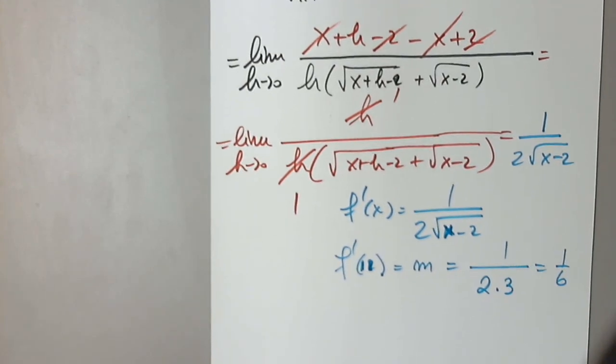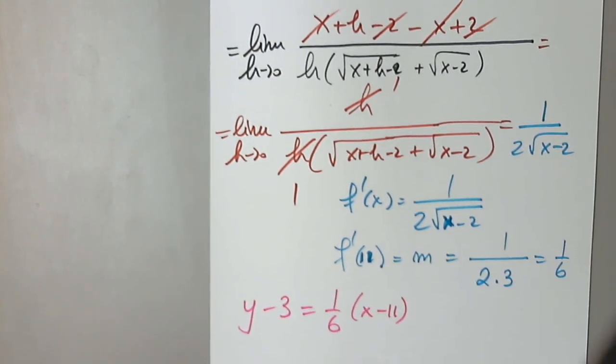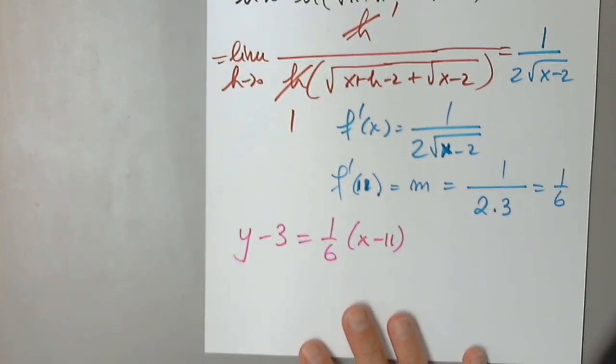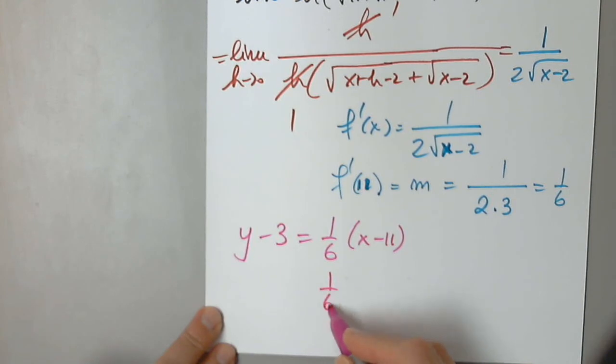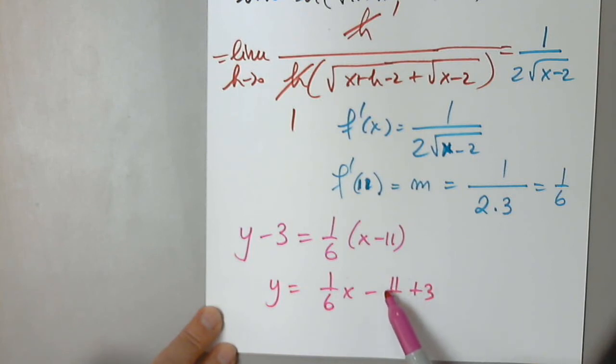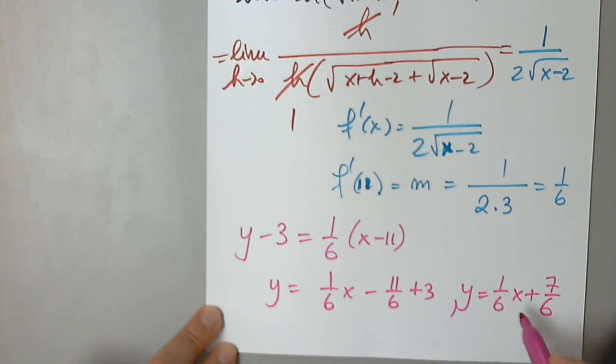We agree? So we go back to the equation. y minus 3 equals 1/6 times x minus 11. Let's take a moment and see if you have any questions, please. Anything? Is this clear? Can we leave it like that on the test? No, we have to solve for y. So 1/6 x minus 11 over 6 plus 3. So 18 minus 11 is 7. y equals 1/6 x plus 7 over 6.